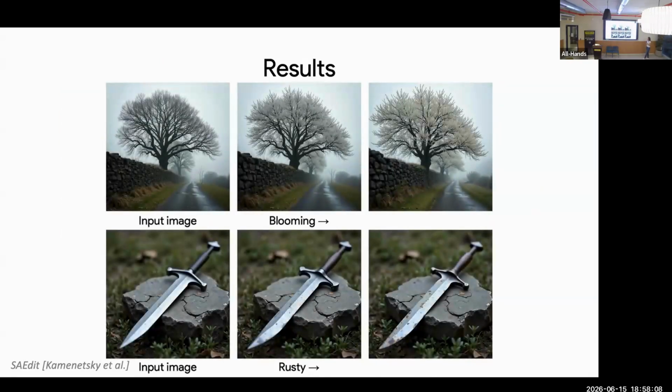Okay, and actually we trained our sparse autoencoders only on prompts that are related to humans, but it turns out that it also works on other prompts, so we can make this tree blooming or turn this sword to be rusty, and again control the strength of this edit, something that would be much more difficult to do only with text, only with natural language.